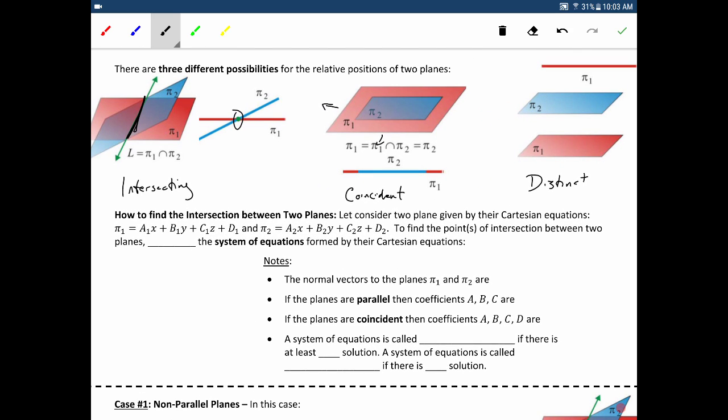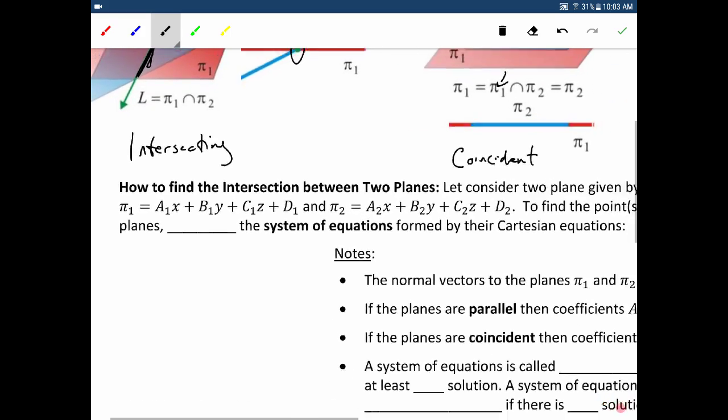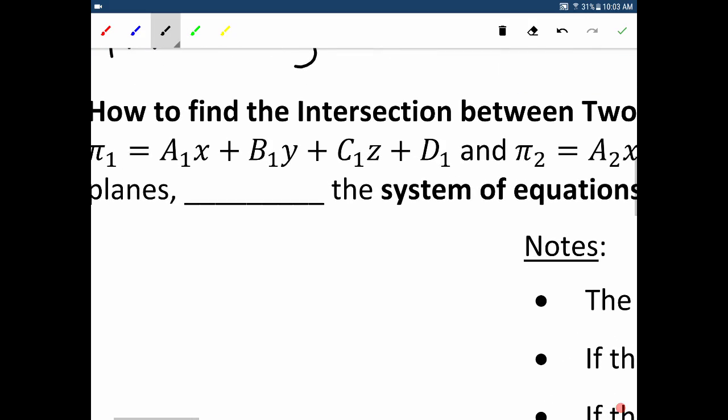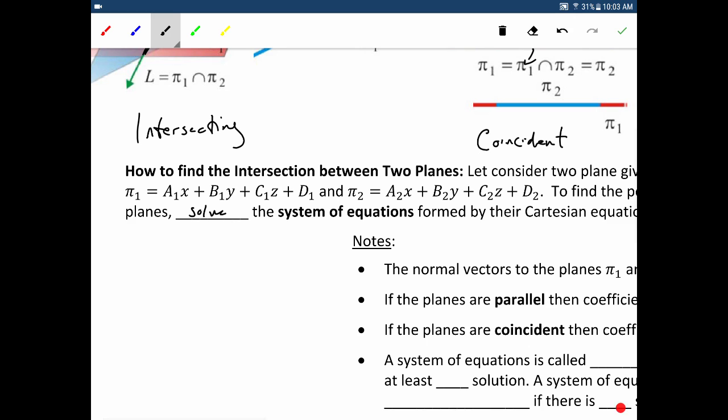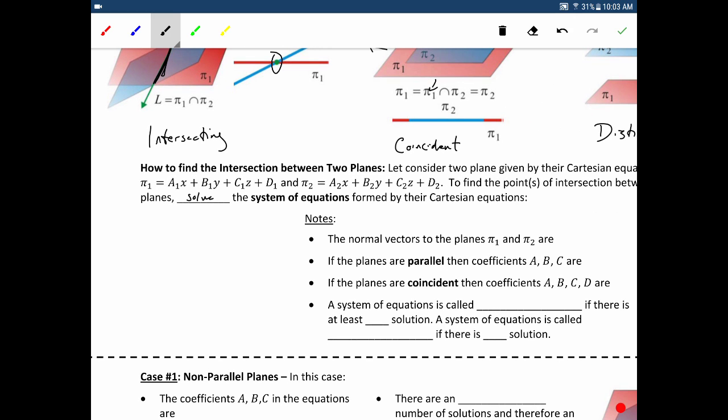So first of all, how to find the intersection of two planes. What we're going to do is work with the Cartesian equations. To find points of intersection, we are going to solve the system of equations formed by their Cartesian equations. So a couple things to note here.